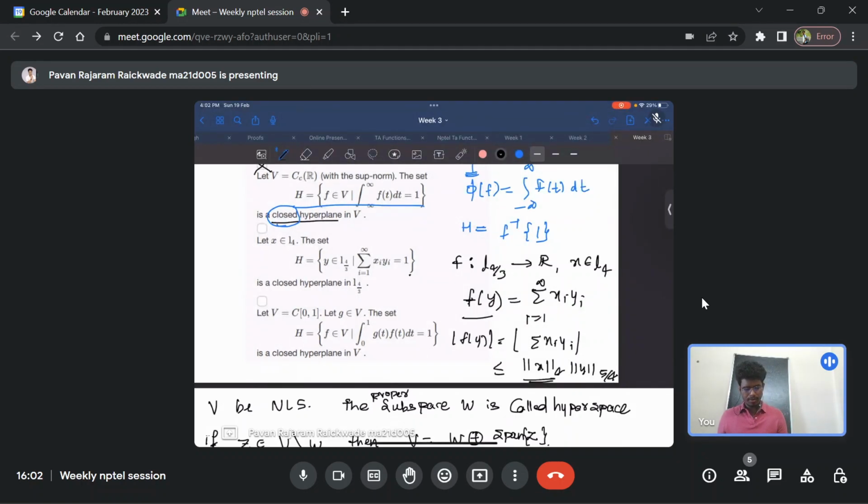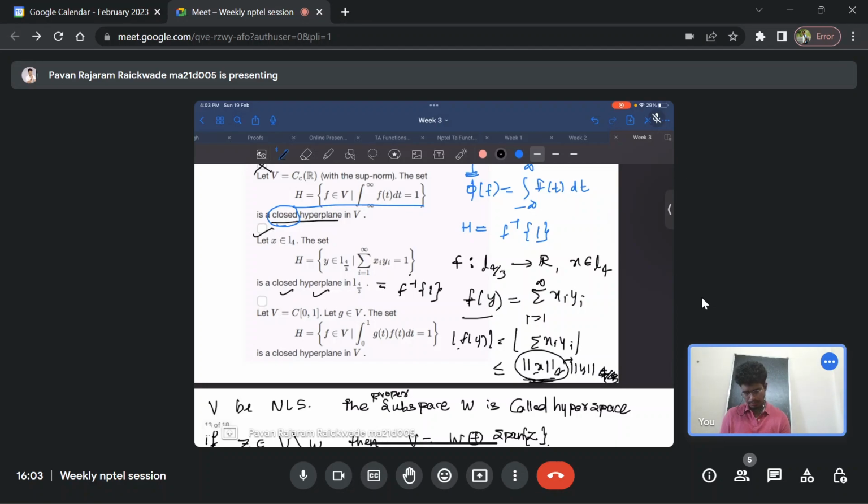Because y belongs to L4 by 3, sorry, 4 by 3, and x belongs to L4, both quantities here are finite, hence F is well defined. Also from here only you can say that F is a continuous linear function, because mod F(y) is less than or equal to c times norm y for every y belonging to the space. Hence F is continuous. So this H is nothing but F inverse of singleton one, a hyperplane and also closed. Second is correct.